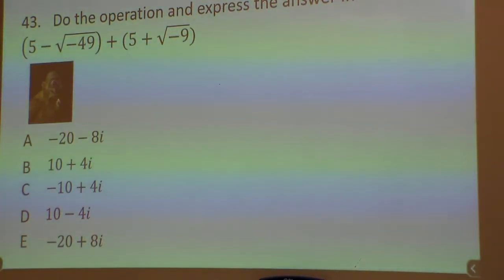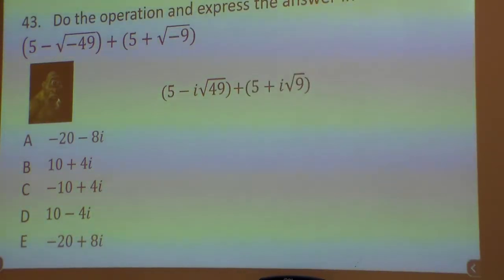So I have a Cyclops here because he only has one i. So I'm going to pull an i out of the number, and the number is exactly the same. I just bring the negative out by putting an i in front of the square root of 49. And I'm going to do the same thing with the 9. I get rid of it that way.